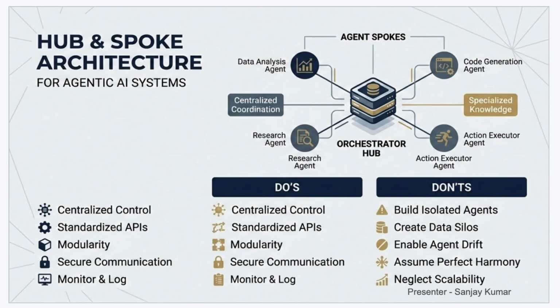This architecture allows you to have centralized control, standardize APIs, bring modularity, secure the communication, and monitor the logs. But there are certain don'ts that you must not do: build isolated agents, create data silos, enable agent drift, neglect accessibility, or assume perfect harmony.